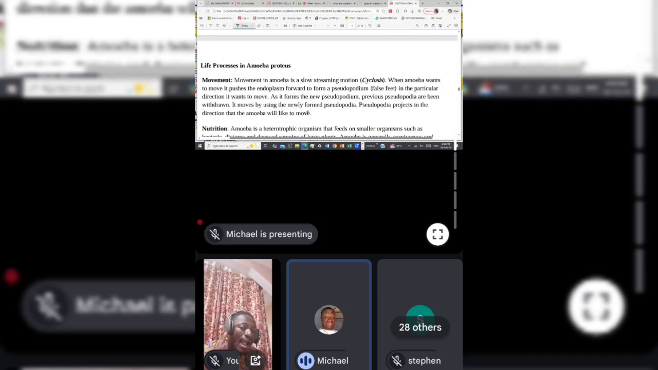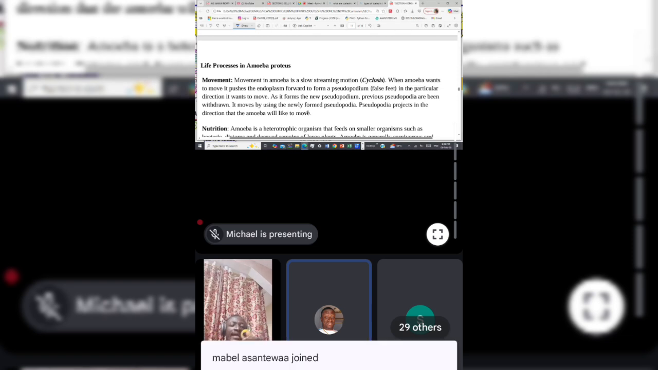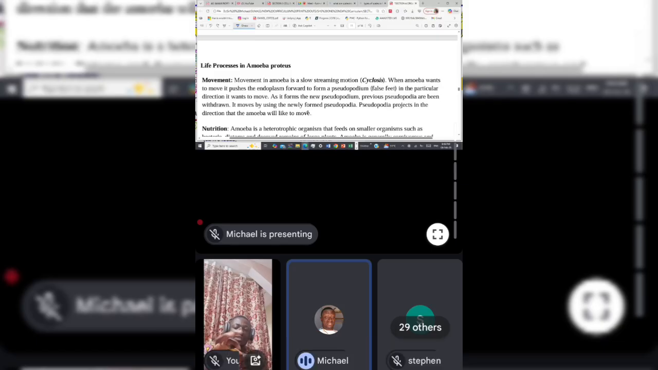Why are we calling it the food vacuole? Food vacuole because now this is the food. It is in the water. The amoeba now extends the pseudopodia to cover it. Now it doesn't just cover the food. It covers the food together with water. Then that forms a food vacuole.